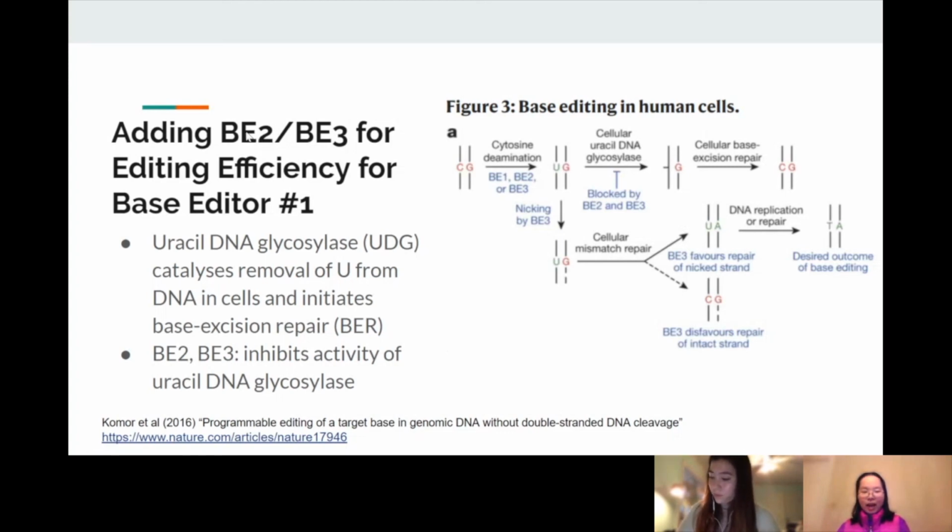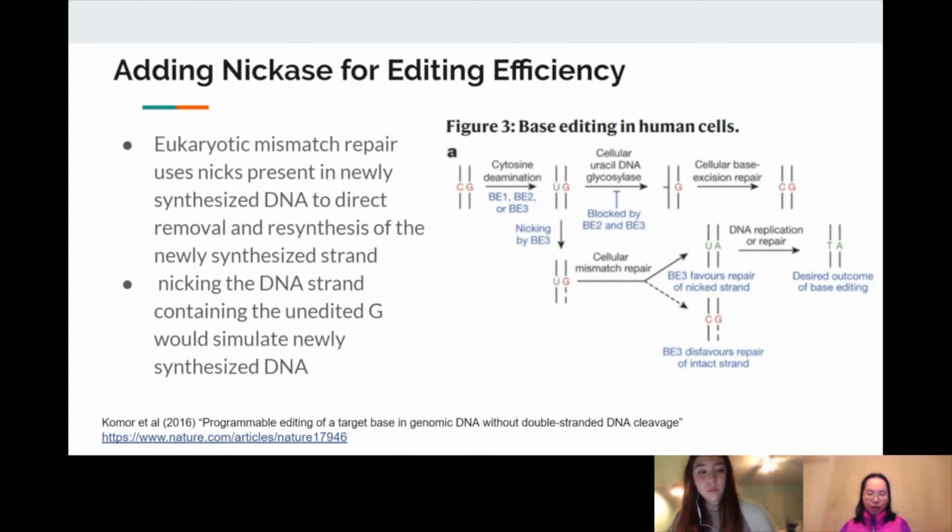So the lab found inhibitors, BE2, BE3, to block the activity of this glycosylase. So now that you're blocking the activity of this, you allow this to proceed where you have a UG and then it turns into a UA and a TA. And here, the nicking by BE3 and the cellular mismatch repair, we're going to come back to this. We're going to first talk about it in the next slide. So you also add a nickase for editing efficiency. And the nickase is added for both the base editor 1 and the base editors 2, and we'll see why.